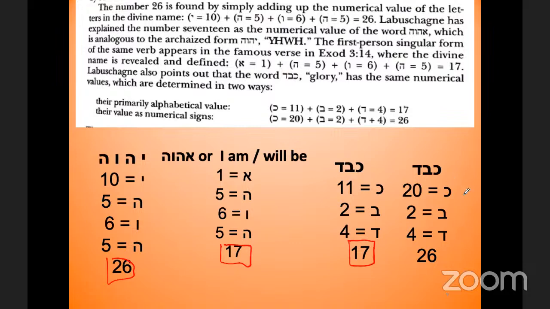Or because there is another numbering, so Kaf is 20, or Kaf Aleph would be 21. Kaf bet will be 22. So here kaf is 20, bet is 2, dalet is 4, and we end up with 26. So we keep running into these divine numbers. Really amazing, actually. All right, so let's go to our next slide.